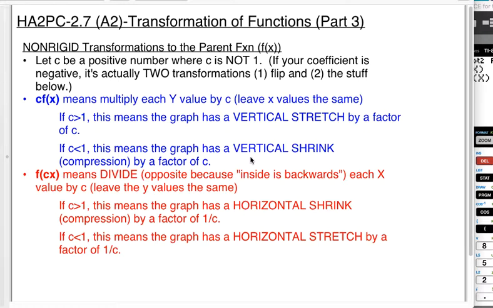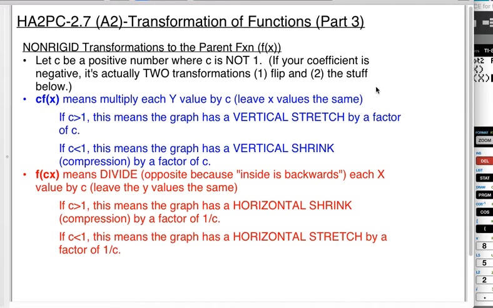The reason that we're saying c is a positive number is if you have a negative number in front of a function, like let's say you had a negative 5, we're going to treat that as two transformations. The 5 is going to be a transformation that is non-rigid, that's going to be a shrink or a stretch or whatever, and the negative is going to be one of those reflections that we've already seen, like a flip, right? So a negative number in front is actually two transformations, a flip and also the stuff that we're covering right now.